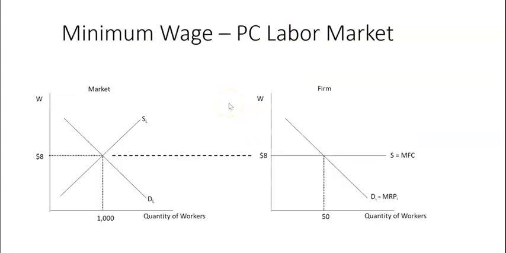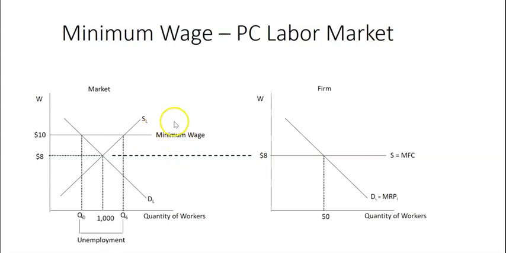When we look here at this perfectly competitive labor market, we see that the firm is a wage taker and the market wage rate right now is at $8. If the government were to impose a $10 minimum wage, we can see here on this graph that at $10, the quantity supplied of labor is greater than the quantity demanded of labor. Because there is this disequilibrium, unemployment is created. So again, to calculate unemployment, you take the quantity supplied minus the quantity demanded.